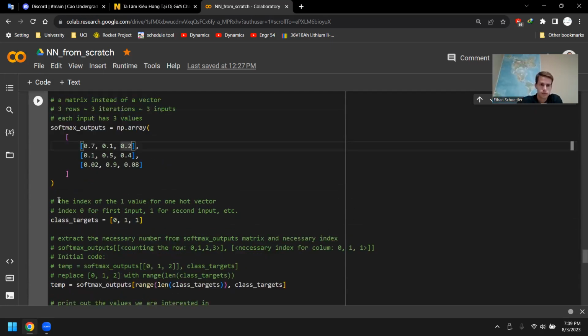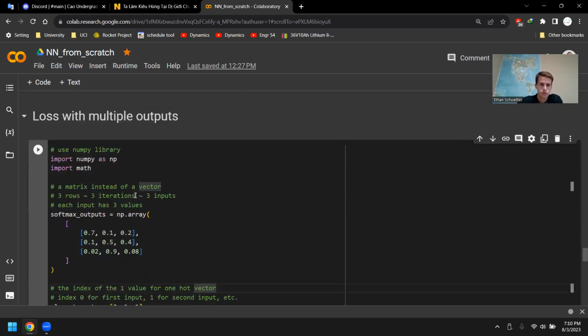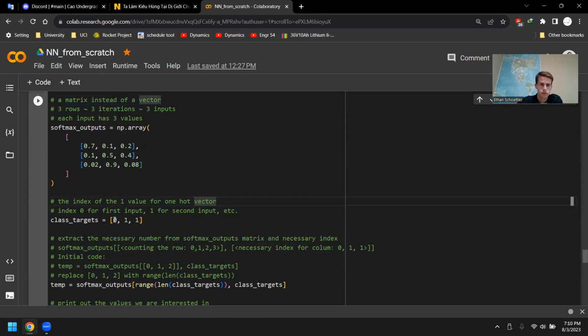For the target, the one hot vector, instead of bringing the whole one hot vector in, we're just going to be interested in the index of the number one value in the one hot vector. So instead of putting the whole thing in, I just input the index I want. For example, 0 is 0.7 I'm interested in, 1 is 0.5, and the last one is this 0.9 is the index.